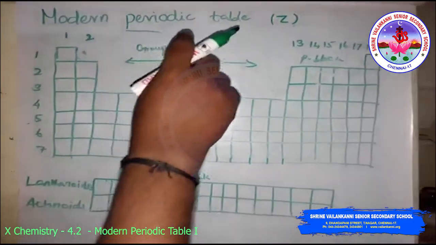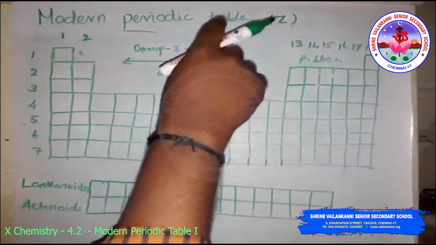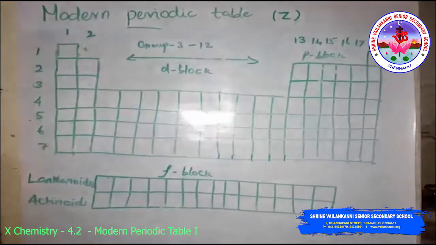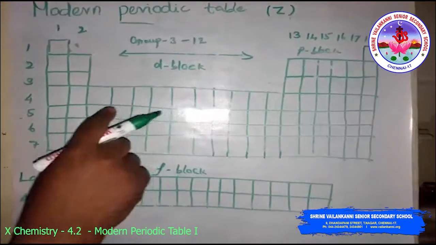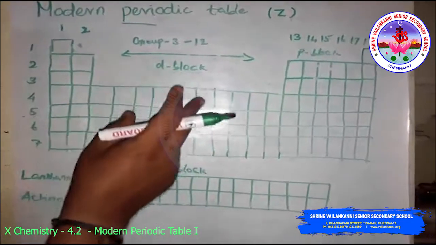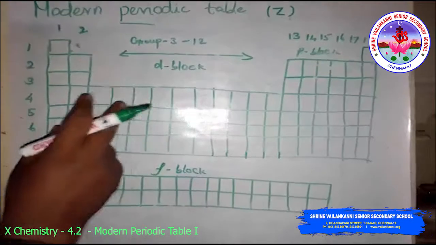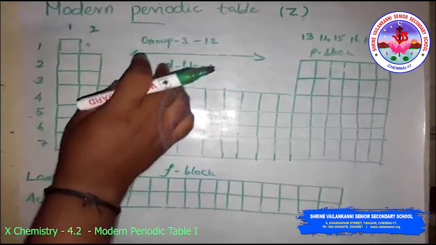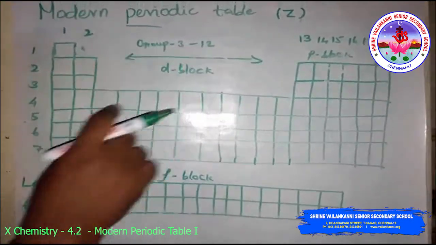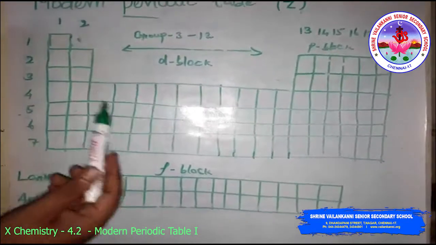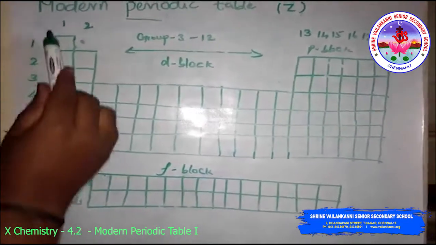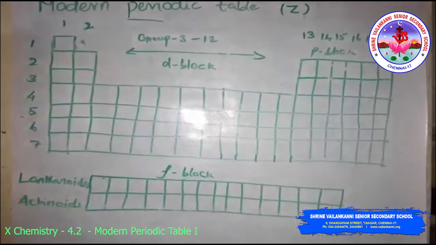So let us go to the classification of the modern periodic table. So this is the modern periodic table. The prediction of the properties of the elements could be made with more precision when the elements were arranged on the basis of increasing atomic number. So the modern periodic table has 7 periods and 18 groups.